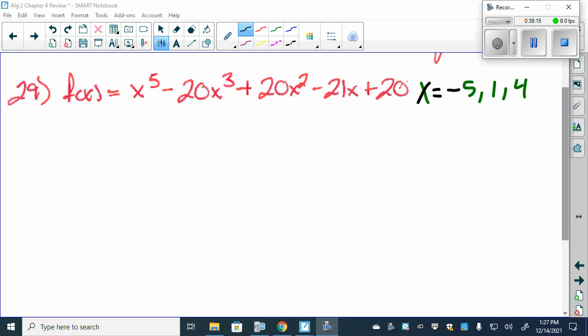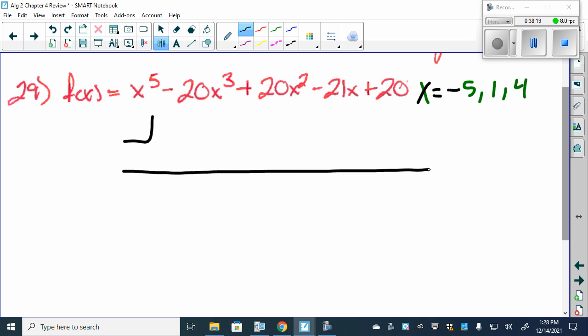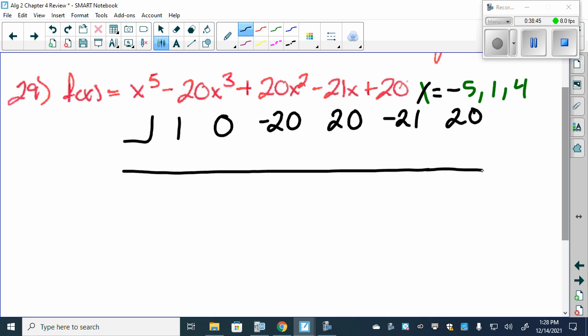So we'll set up our synthetic division with our cubbyhole and line. Now the numbers going across the top will be the coefficients. So we would have 1 for x to the 5th and then 0, because we don't have an x to the 4th term, we need to fill it in with 0. Whenever there's a missing variable, we have to fill it in with 0. Then we would have -20 for x cubed, 20 for x squared, -21 for x, and 20. Any questions on how we set this up?